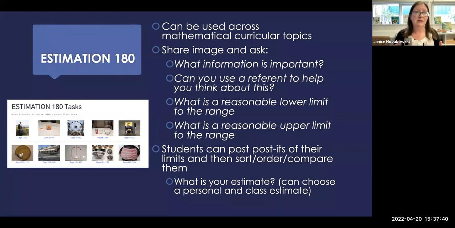And then we talked about, well, yeah, that could be too high, it could be a high limit, but is it a reasonable upper limit? Is it really a reasonable range? So talking about that with your students.